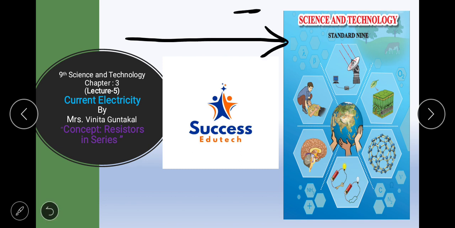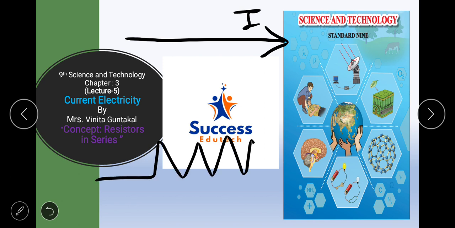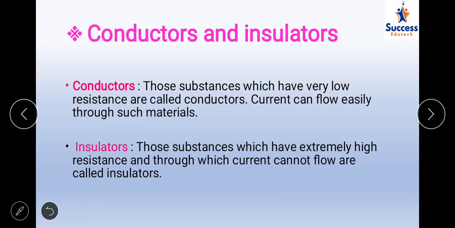So if the current is flowing through this conductor, and if there is no resistance, the current will flow without any obstacle. But if there is resistance inside the conductor, that resistance is represented by this sign. That means there is an obstacle to the flow of current. So what will happen when these resistors are connected together in series?